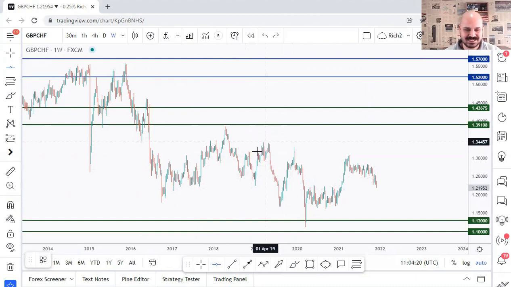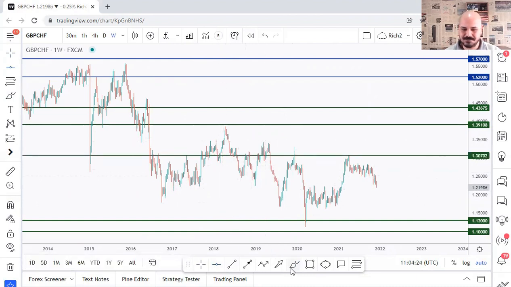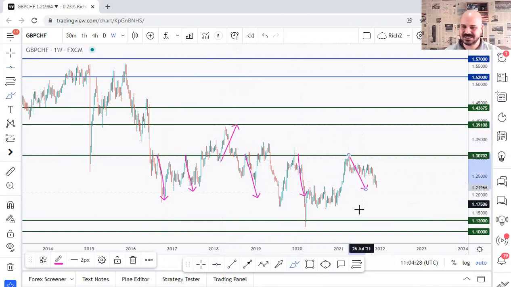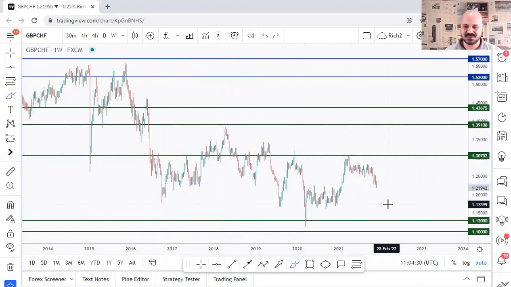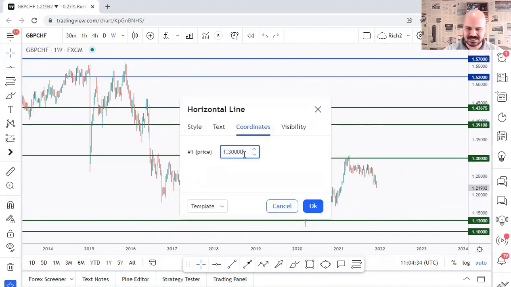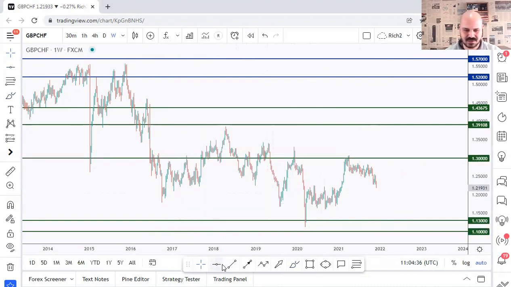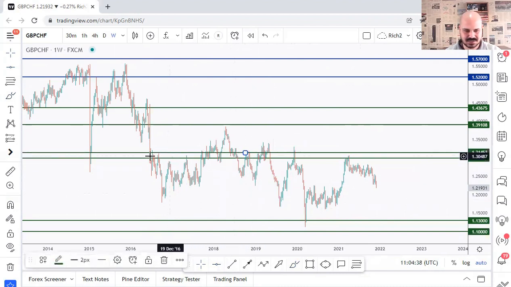Okay, so I can see one here, right? Many rejections from it here, here, and here as well. And of course, as usual, it's an entire zone. So let's go for 1.3, I guess, and 1.35, maybe to cover these ones, right? You can see it, I guess, very clearly.